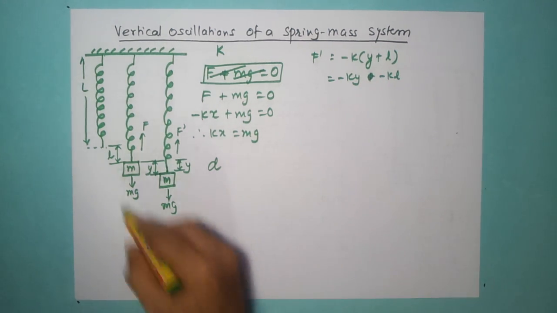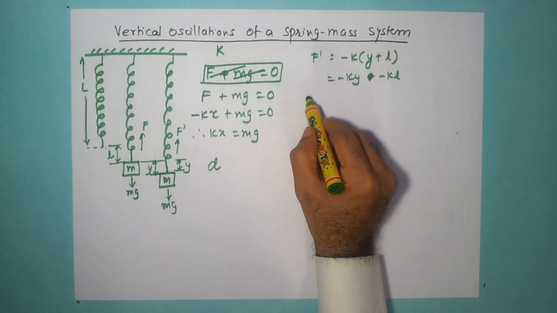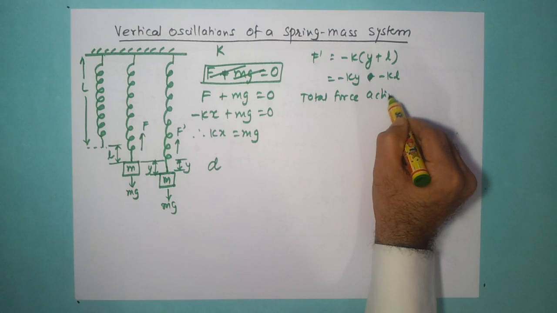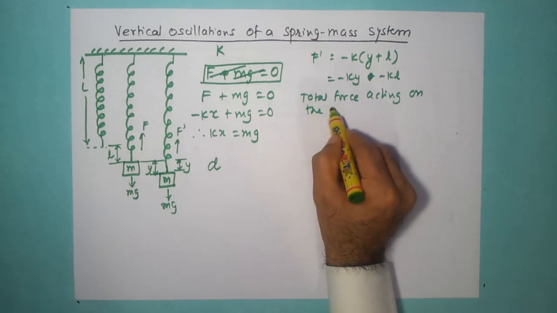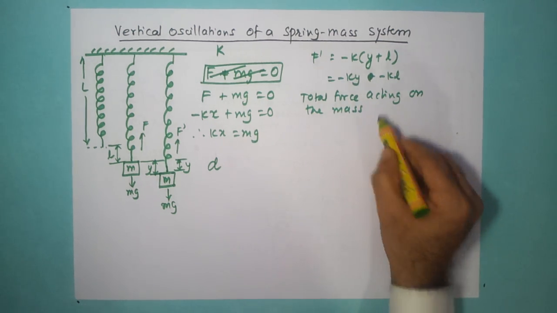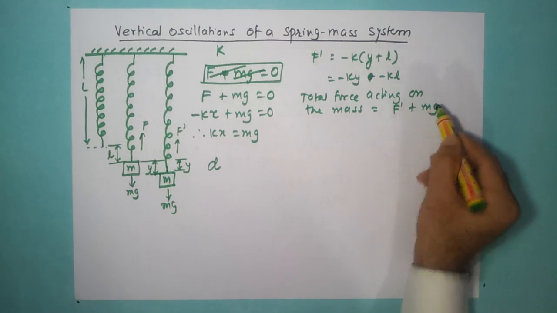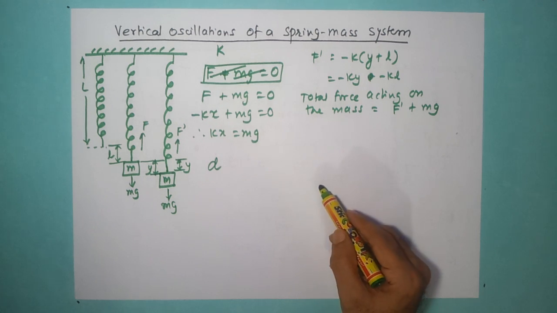And if I find out the total force acting on the system, the total force acting on the spring mass system, or if I focus my attention on the mass, is equal to F dash plus mg. In this case, F dash plus mg, that is the total force.